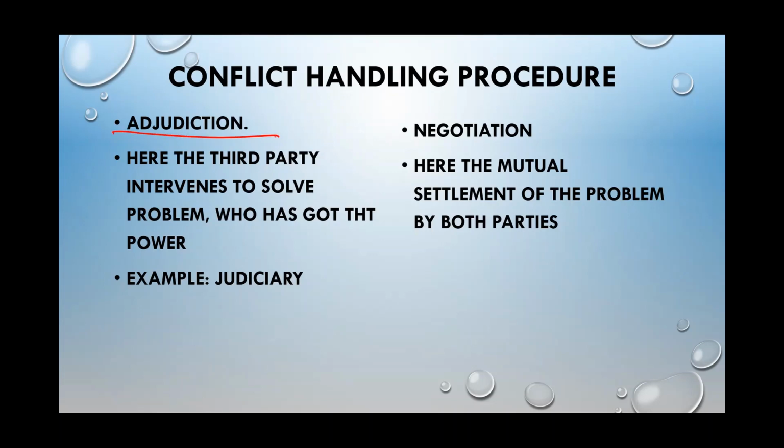Seventh is adjudication. Here, the third party also intervenes to solve the problem, but the third party has got the power. Say, for example, the judiciary. In the example, if the court intervenes in you and your friend's problem, that is adjudication. Here, the court has got the power, and whatever the judgment given by the court, you need to follow it. That is adjudication.